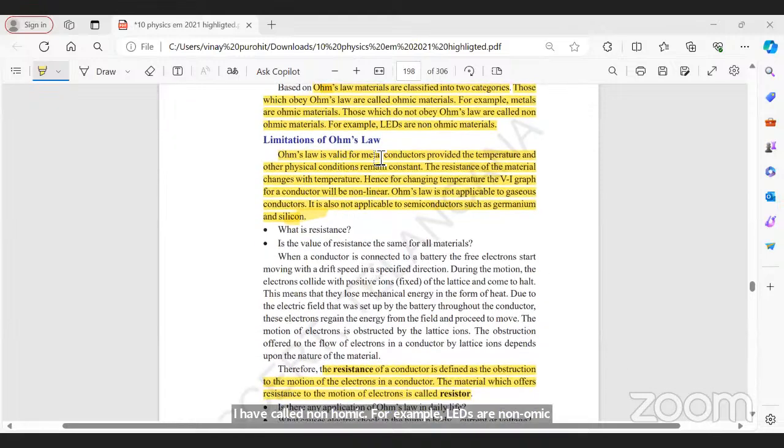Next, coming to the limitations of Ohm's law. Ohm's law is valid for metal conductors provided the temperature and other physical conditions remain constant. The resistance of the material changes with temperature. Hence, for changing temperature, the VI graph for a conductor will be non-linear. Ohm's law is not applicable to gaseous conductors. It is also not applicable to semiconductors such as germanium and silicon.